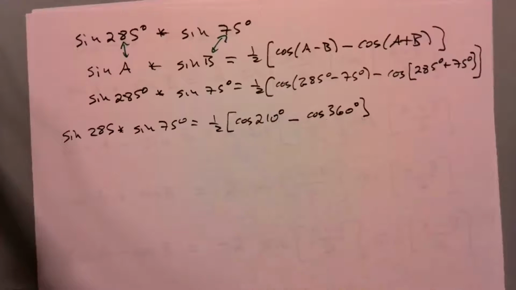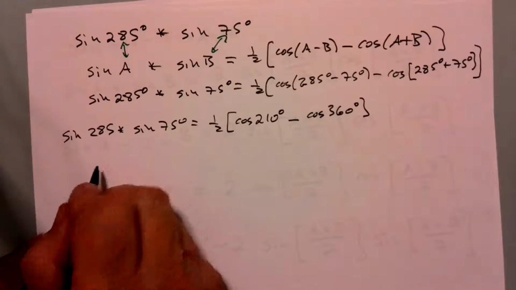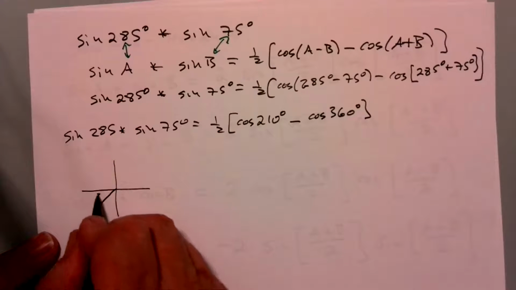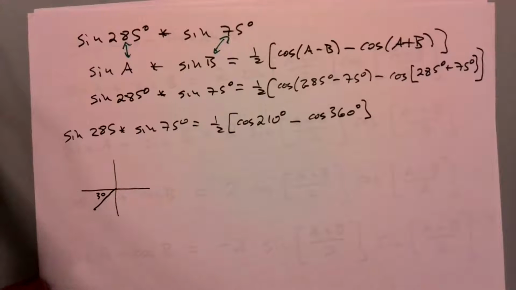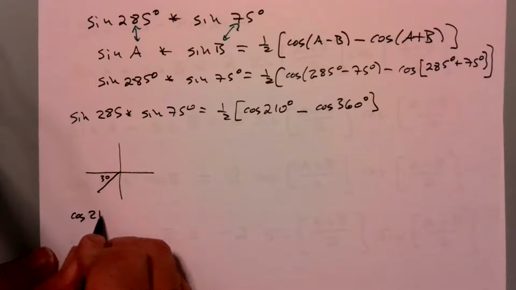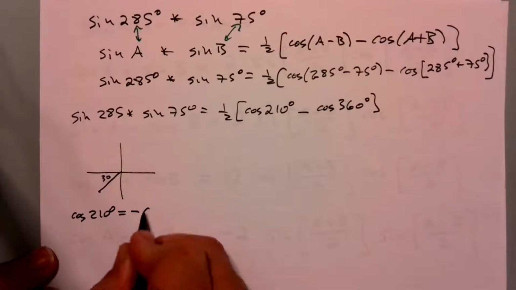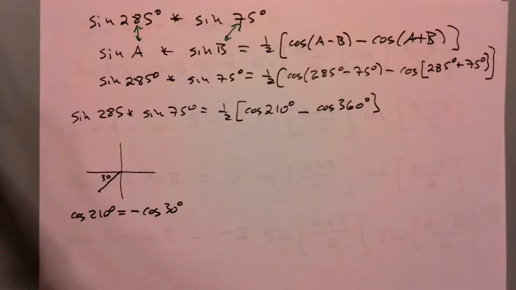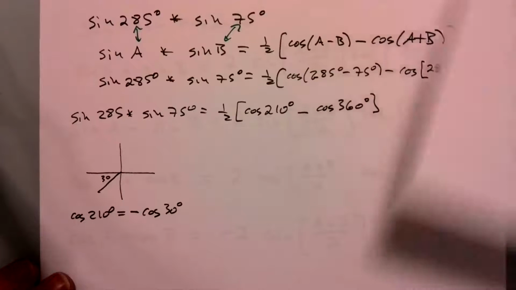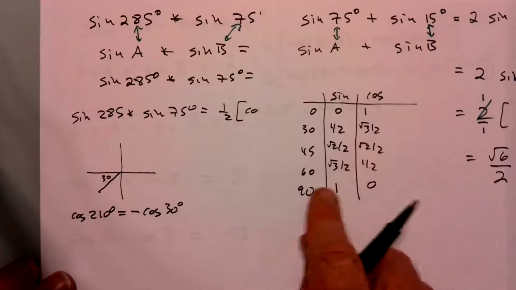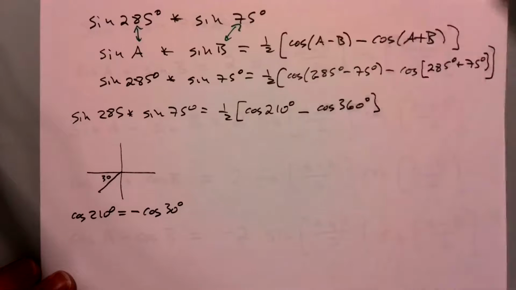Well, I've got to do both of these. I've got to find cos 210 and I've got to find cos 360. So how can I do that? Well, let's visualize where 210 is. That's 180 plus 30. So I am in quadrant number 3. In quadrant number 3, cosine is negative. So cosine 210 degrees is negative cosine, and the reference angle there is 30 degrees. Cosine of 30 is the same as sine of 60. Remember, we did our little chart before. Cosine of 30 is what? Root 3 over 2. Sine of 60 is root 3 over 2. So here we get minus root 3 over 2.